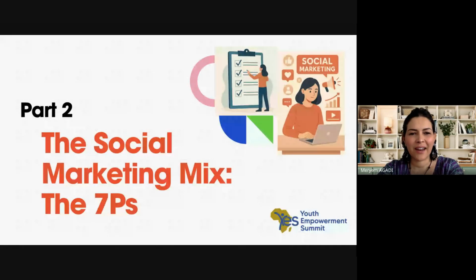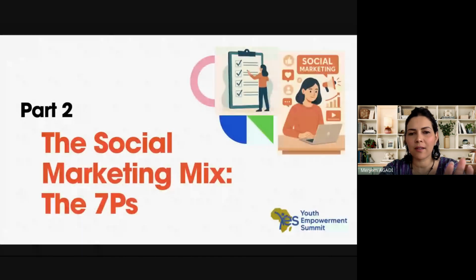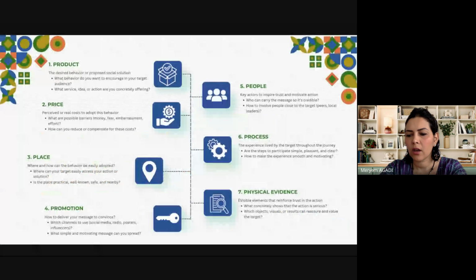Shukran. For the 7 P's here, as you may know, we use in general the 5 P's for the general marketing strategy or commercial marketing strategy. For this one, we're talking about the 7 P's. The 7 P's are mostly about 7 acts or 7 parts. The first one is about the product. And here the product or the desired product, the desired behavior or proposed social solution answers 2 questions. What behavior do you want to encourage in your target audience? And what service or idea or action are you concretely offering? So here we talk about your product as an NGO.